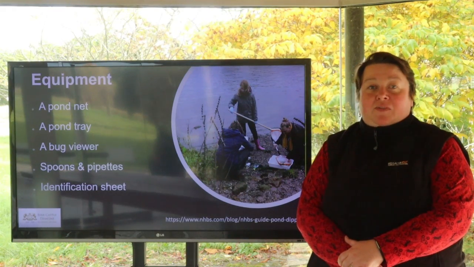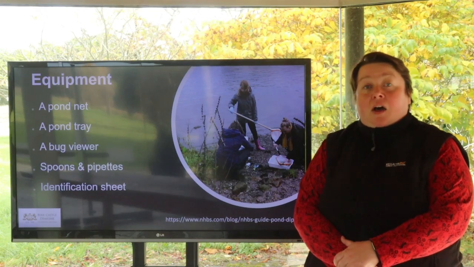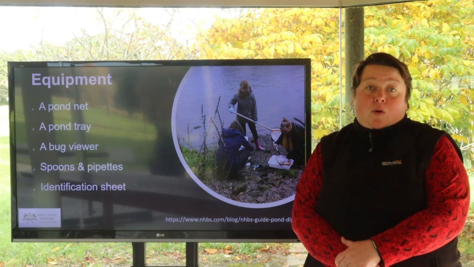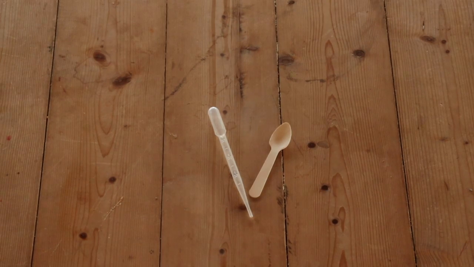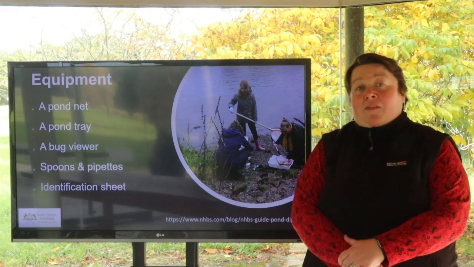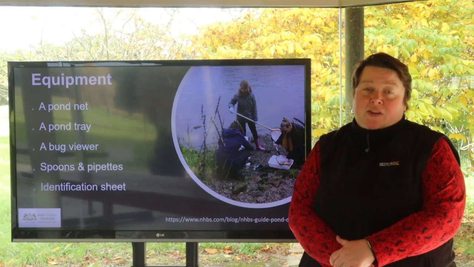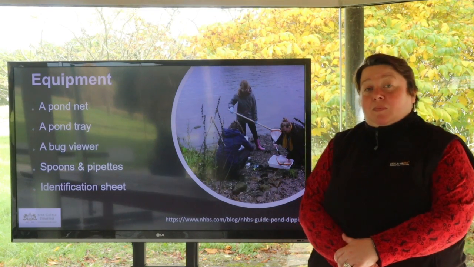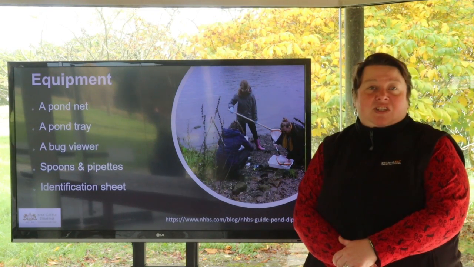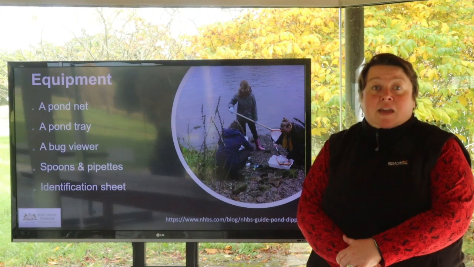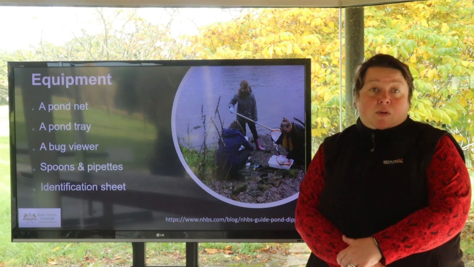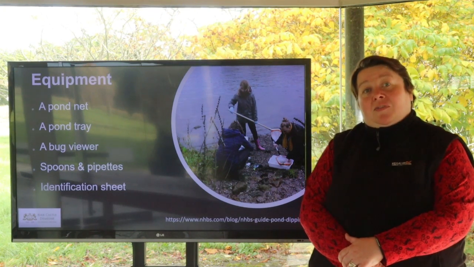When moving the invertebrates from the pond tray onto either a bug viewer or a stereo microscope stage, we use pipettes and spoons so we don't damage or hurt the animals, and afterwards we can return them alive back to their habitat. The last but one of the most important things on our list is an identification sheet. This is an identification key that we use to identify the invertebrate from the pond. We can either use a yes or no answer sheet, or you can use a field guide.